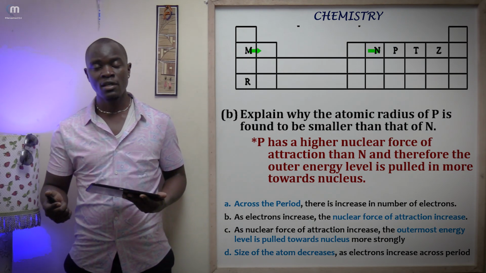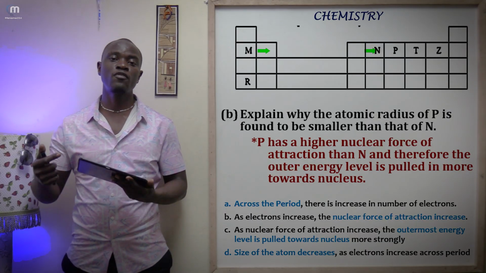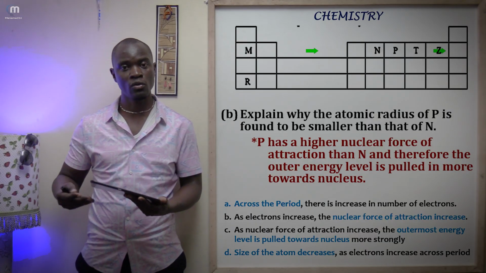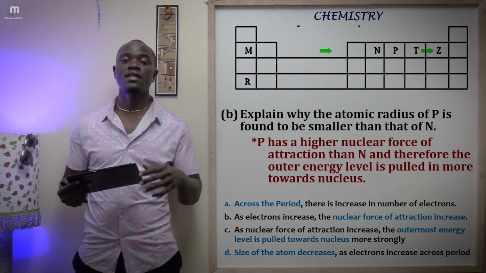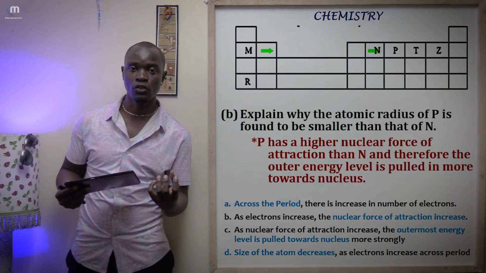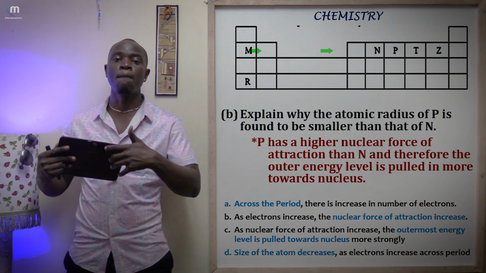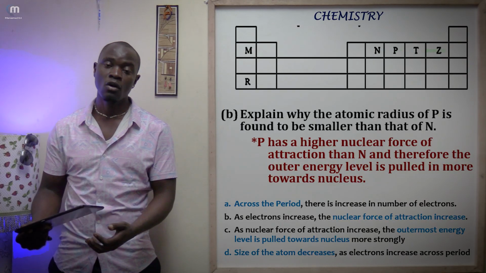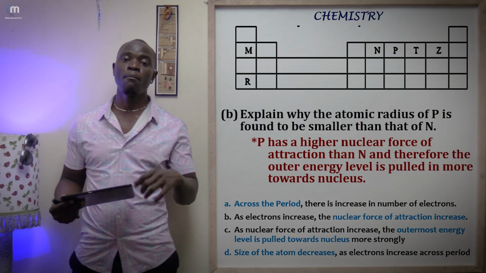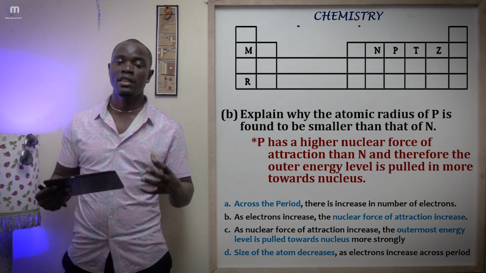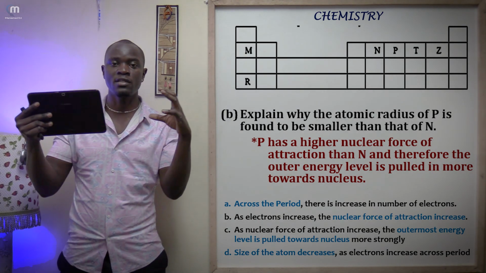The second step is, as electrons increase across the period, nuclear force of attraction also increases. So this means that letter N has a lower nuclear force of attraction than letter P. Letter P, therefore, has more nuclear force of attraction compared to letter N. So now, the more nuclear force of attraction, the more the outermost electrons will be pulled in strongly towards the nucleus.